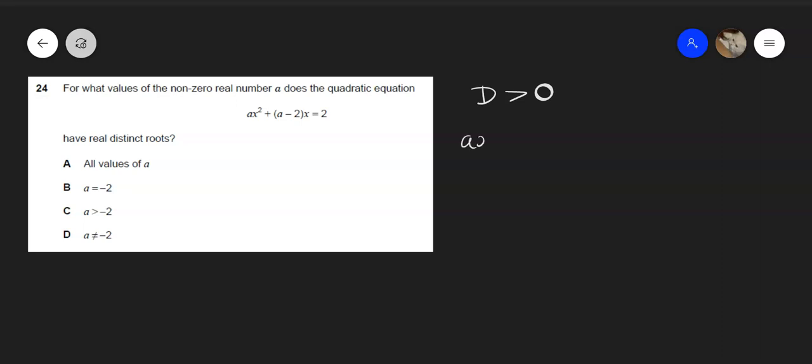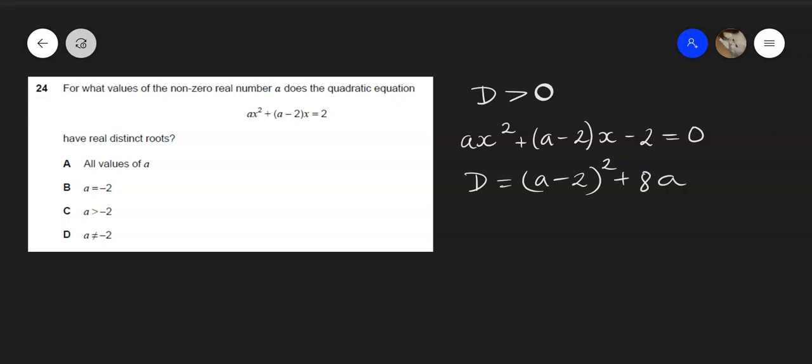Let's rewrite the quadratic equation in the standard form: ax squared plus a minus 2 times x minus 2 equals 0. Then the discriminant in this case would be a squared. Let's write it first as a minus 2 squared plus 8a. And this must be greater than 0.